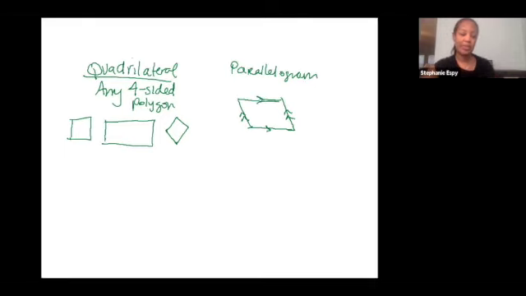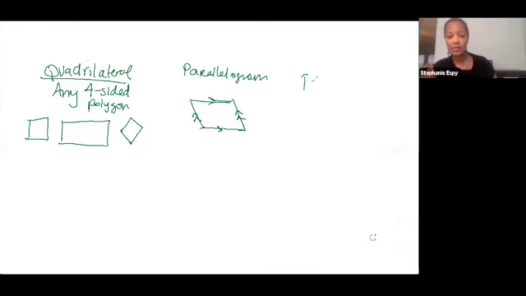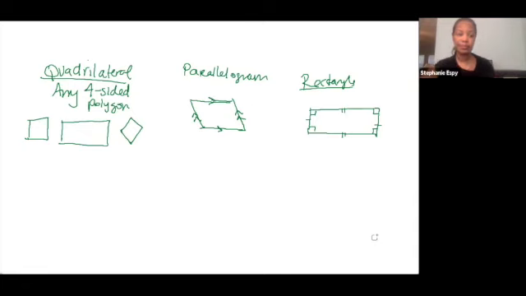Okay, and then another choice was a rectangle. So for a rectangle, you know that all 4 angles are right angles. And that you know that the opposite sides are congruent and parallel. And a rhombus is almost like a square, except the sides are slanted, but they're all equal in length.